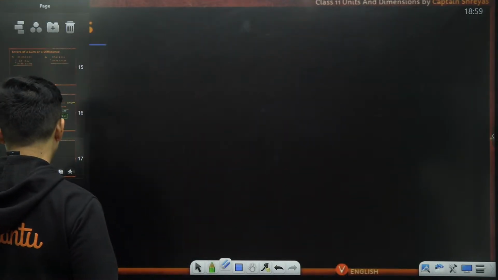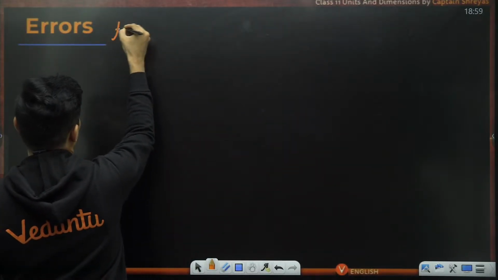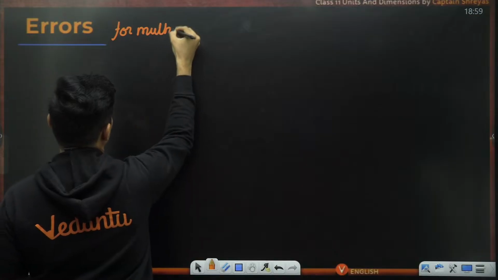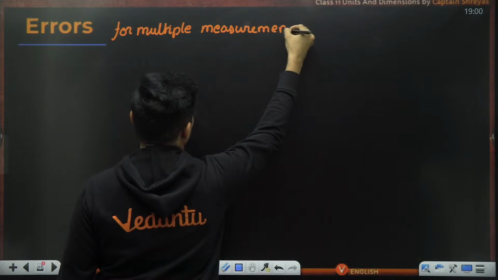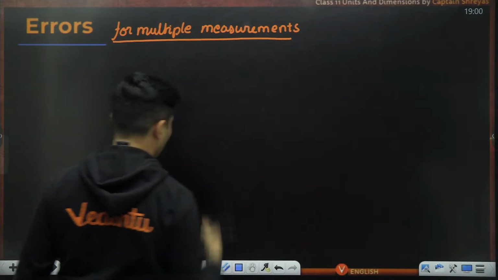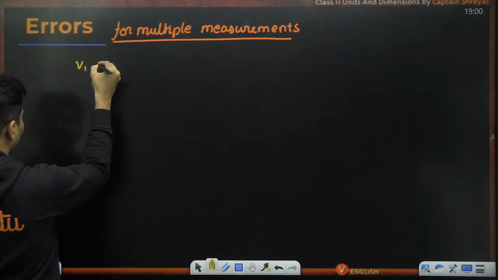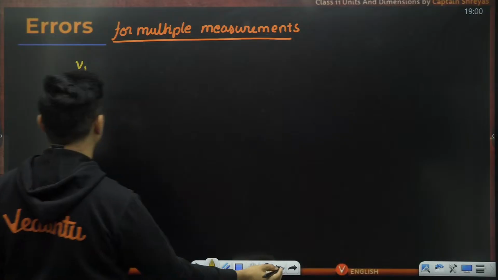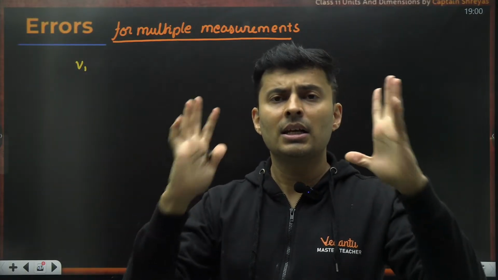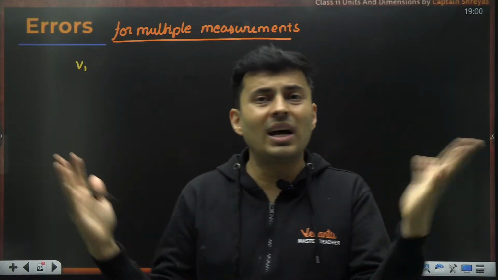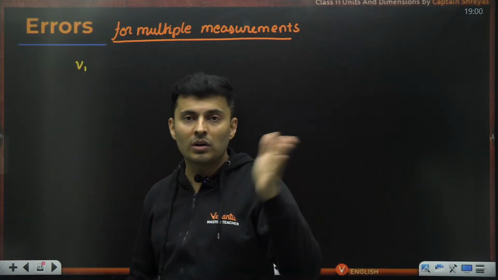So how to find errors for multiple measurements? This is also very commonly asked. Let's say there is a student who measures some value to be V1, but there is some degree of uncertainty in it which we do not know yet. This is the value V1 which I'm getting. I do not know the uncertainty in the measurement for now. That's why we take multiple values, because we do not know the uncertainty.